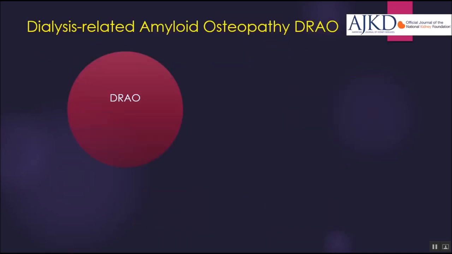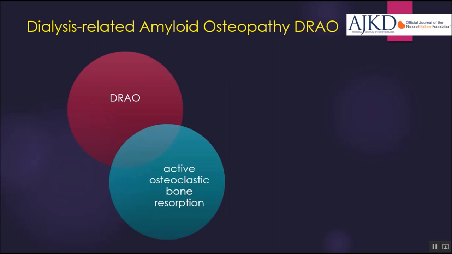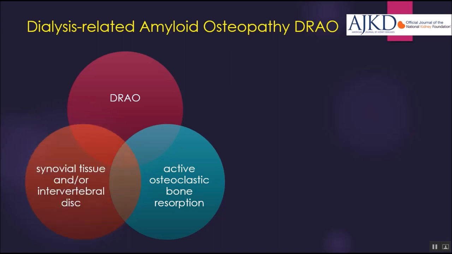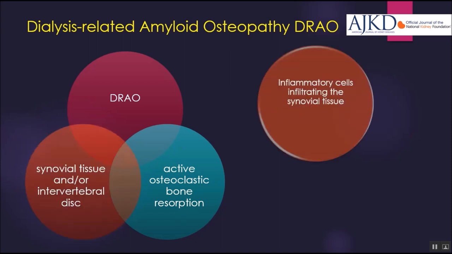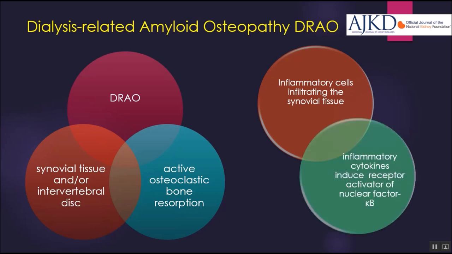So the dialysis-related amyloid osteopathy shows active osteoclastic bone resorption and synovial tissue destruction. There are inflammatory cells infiltrating the synovium, preparing the joint for beta 2 microglobulin deposition.